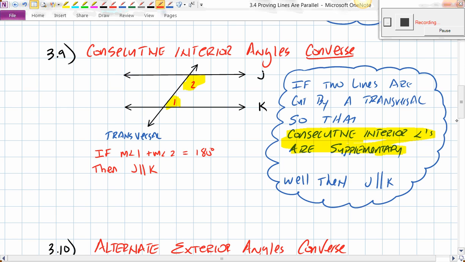The consecutive interior angles converse, kind of the same thing, except it says this. If you have 2 lines, so J and K, cut by a transversal, here's my transversal over here, and 1 and 2 are consecutive interior angles. If those angles add up to 180 degrees, then again, J and K have to be parallel. So that's the consecutive angles converse.